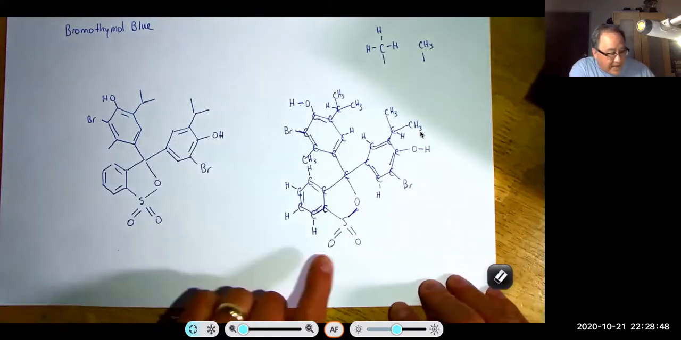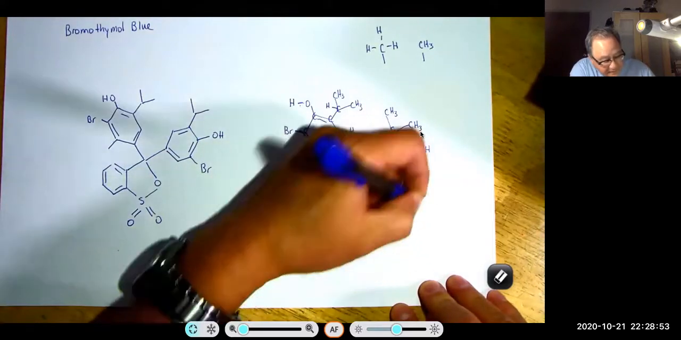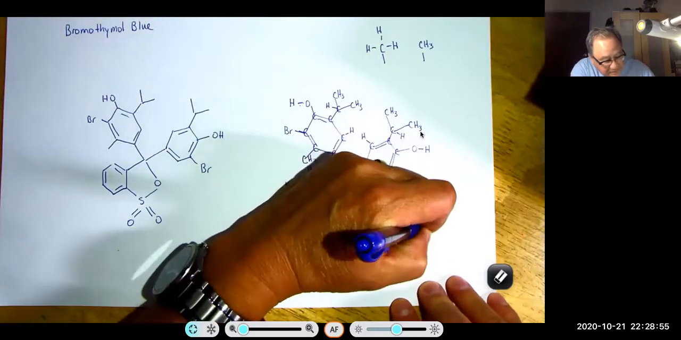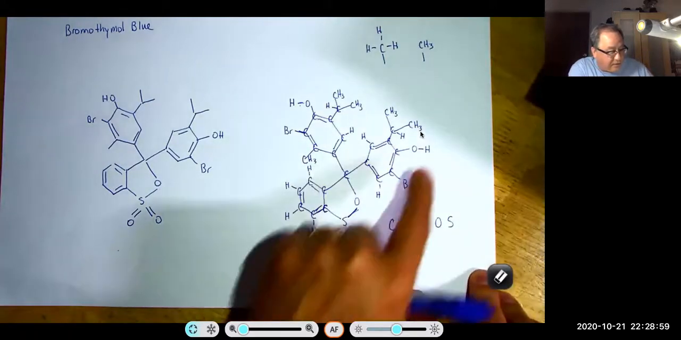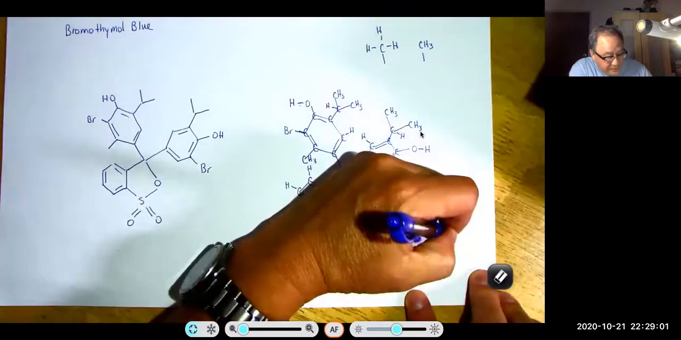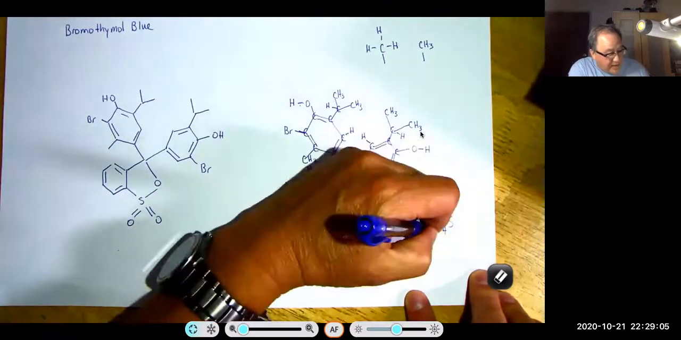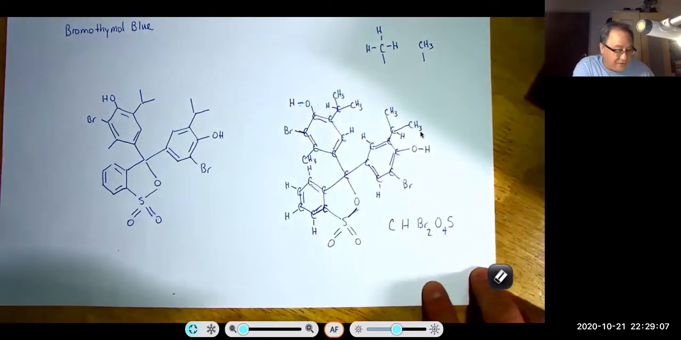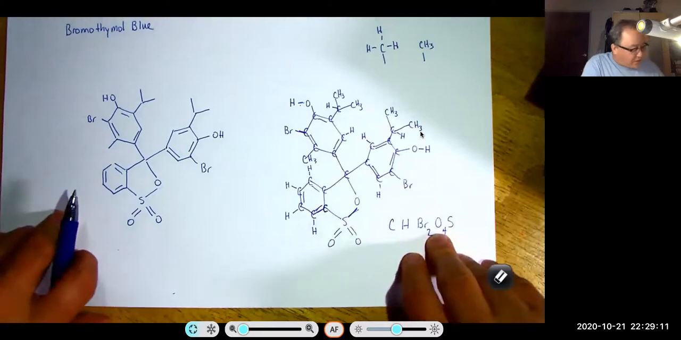And we could actually count up the atoms and get the formula of this compound. 1 sulfur, 1, 2, 3, 4 oxygens. How many bromines? 1, 2. How many carbons? Well, I'm going to let you figure out how many carbons and how many hydrogens. So this is the molecule we're going to study.